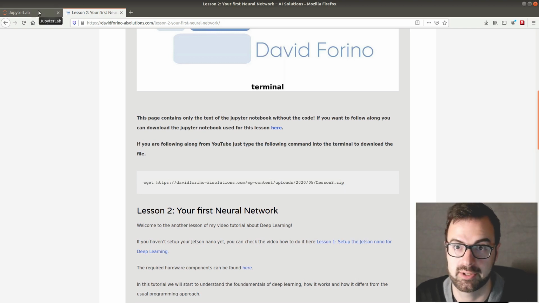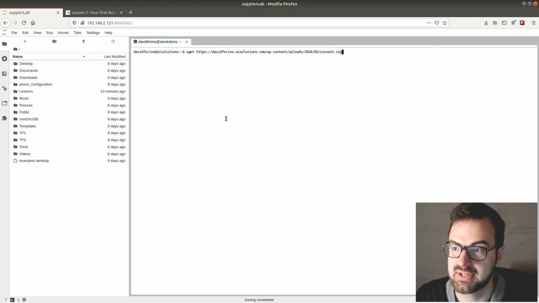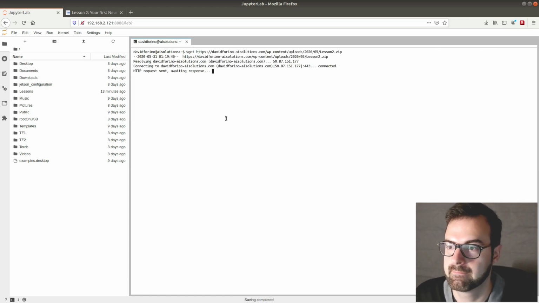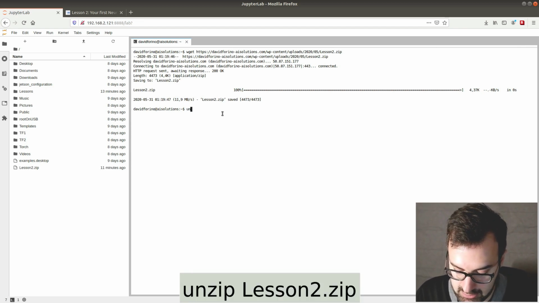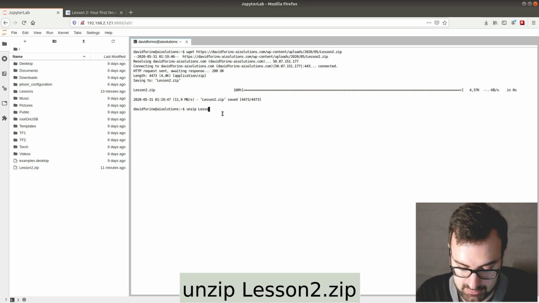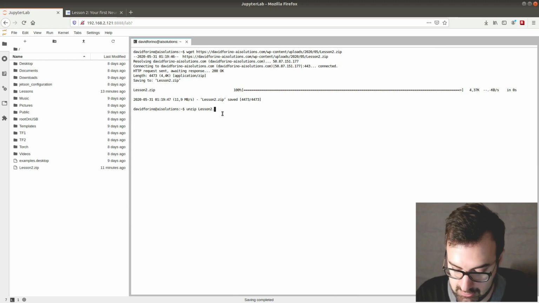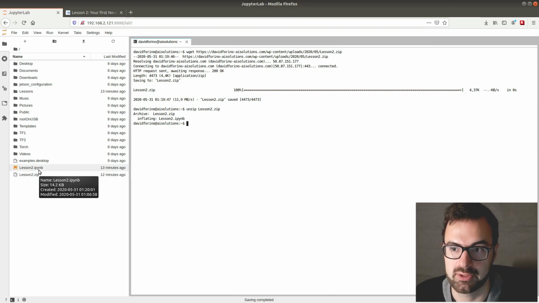Then go back to our Jupyter lab, open up a terminal, paste that command, and then type unzip and the name of the file. So lesson2.zip. As you can see, it has already downloaded the file, and give it a little time to refresh. And here we have it, lesson2.Jupyter Notebook.